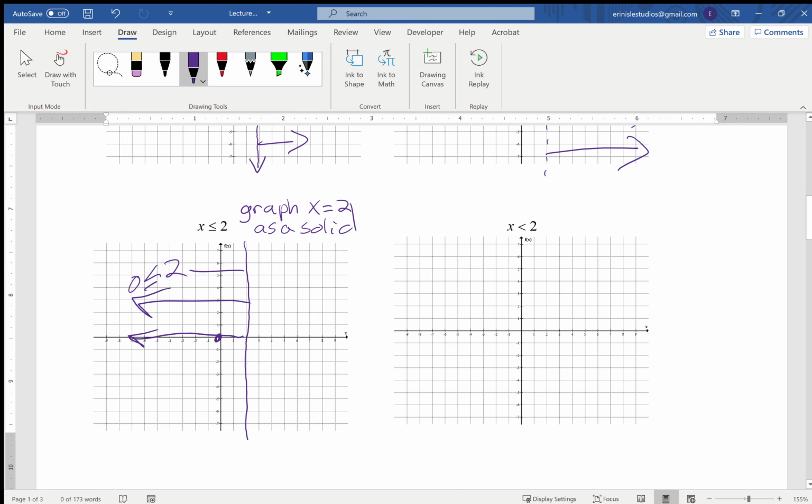Now on this one, y is greater than negative 2. Again, we're going to cross the y-axis at negative 2. No equal to, so this time I do indeed have a dotted line. All right, y greater than, I'm going to test the 0. Zero greater than negative 2. Yes, it is. So I'm going to shade the side that includes the origin.